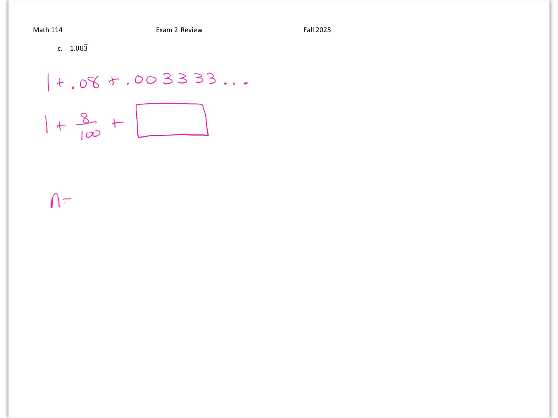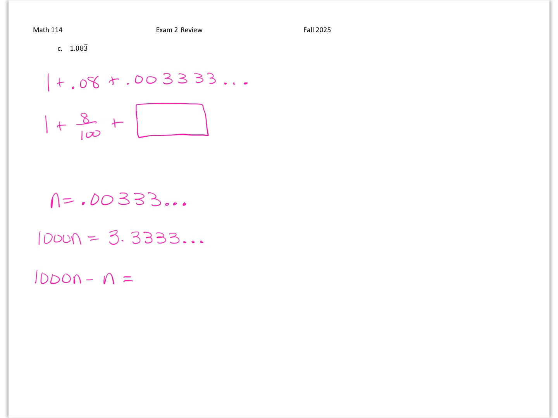So I'm going to let n be 0.003 repeating. I'm now going to multiply n by 1,000. Okay, so I'm going to have 1,000 n, and that's going to move my decimal point 3 places to the right. So I have 3.333 repeating. And then I'm going to subtract 1,000 n minus n.